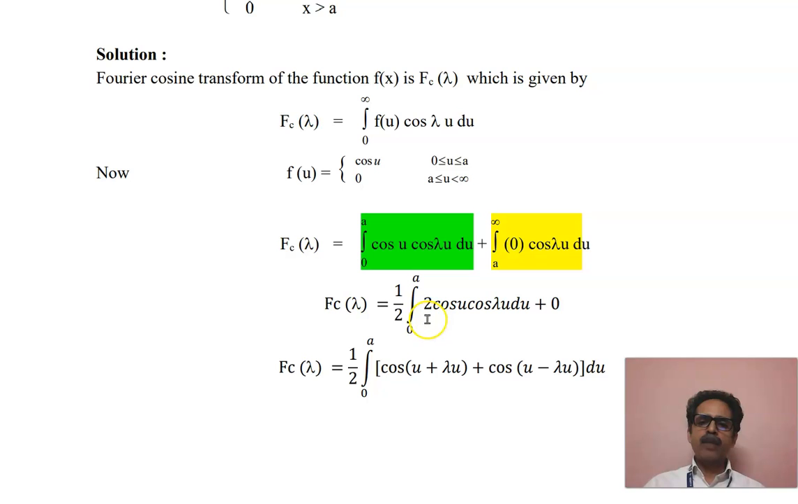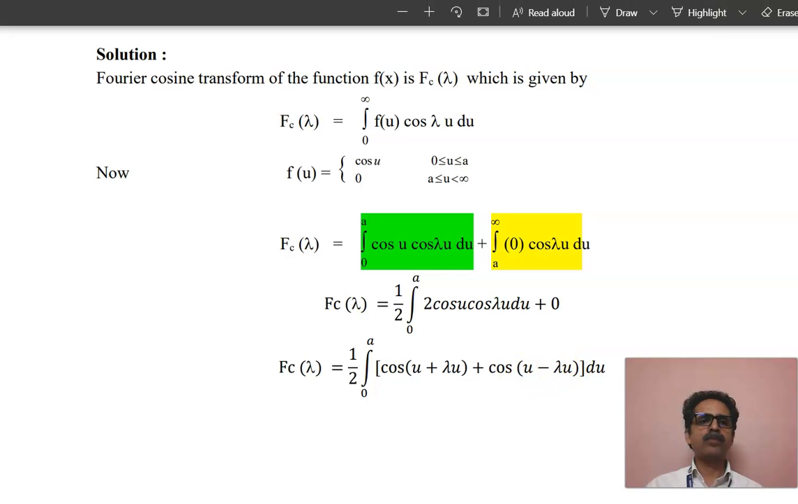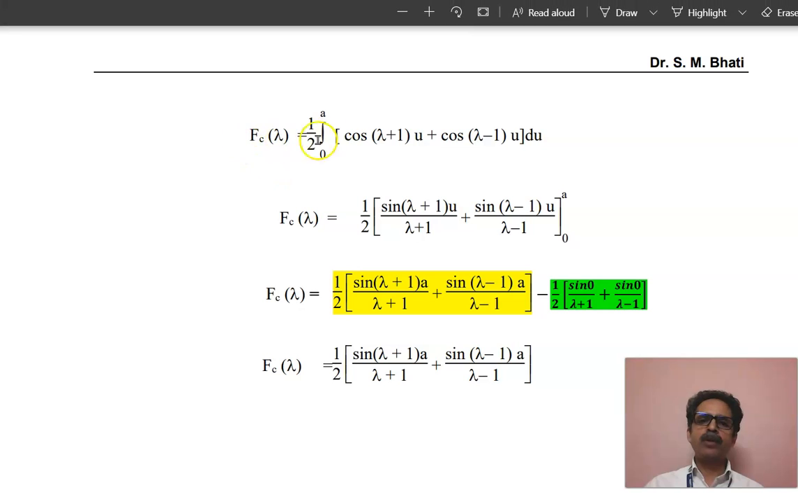Now here you apply the formula 2 cos a cos b. The role of a is played by u and the role of b is played by lambda u. You know the formula 2 cos a cos b is cos of a plus b plus cos of a minus b. So we have used this formula. Further we take u common between these two terms. Also we can take u common from these two terms. When we take u common, you can get this. Now the integration becomes very simple.